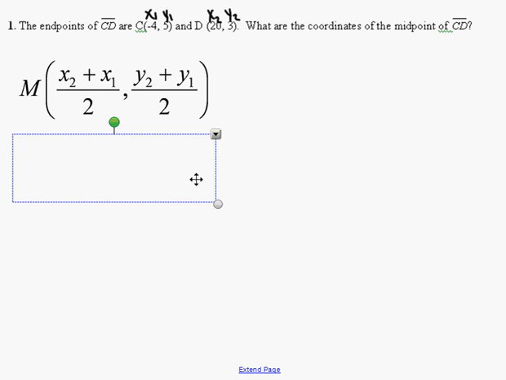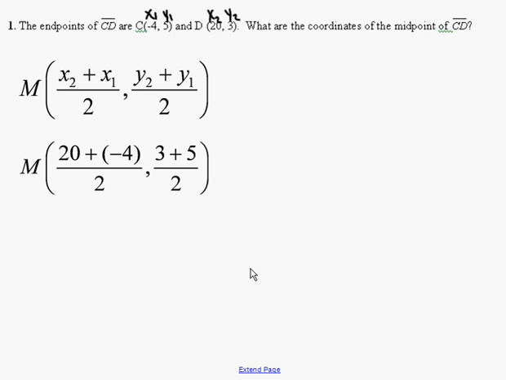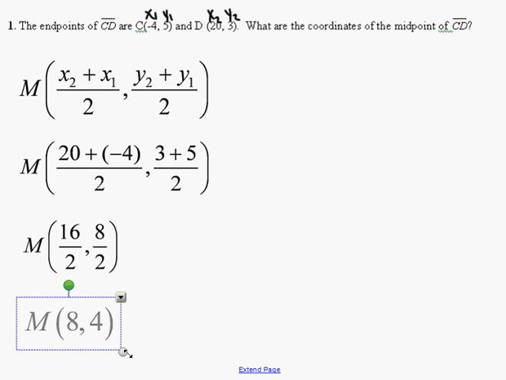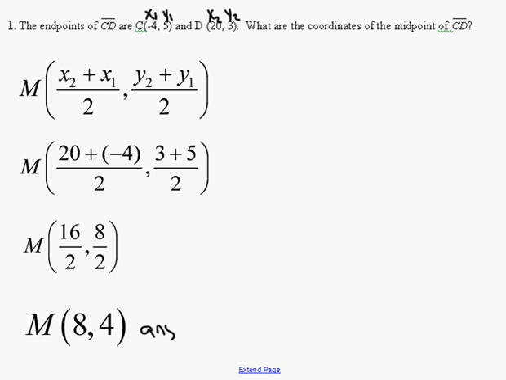So if you substitute into the formula, you should get this. If you substitute into my version of the formula, this is what you should get. And we simplify that. 20 plus negative 4, that's going to give us 16 over 2, comma, 3 plus 5 is 8, so we get 8 over 2. 16 over 2 is 8, and 8 over 2 is 4. So our midpoint is 8, comma 4. So this is our answer.